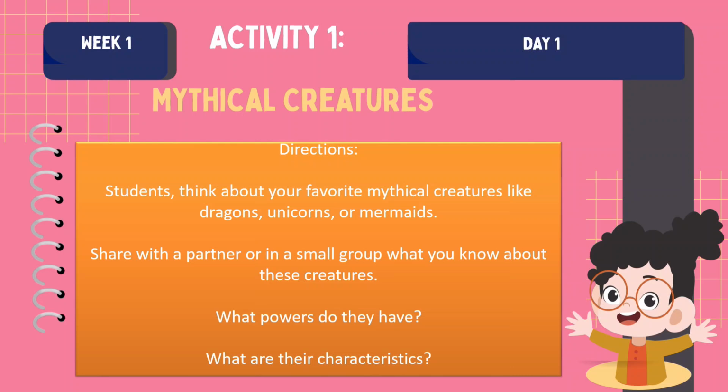Here is our activity number 1. Students, think about your favorite mythical creatures like dragons, unicorns, or mermaids. Share with a partner or in a small group what you know about these creatures. Then after that, answer the following questions. What powers do they have? And what are their characteristics?